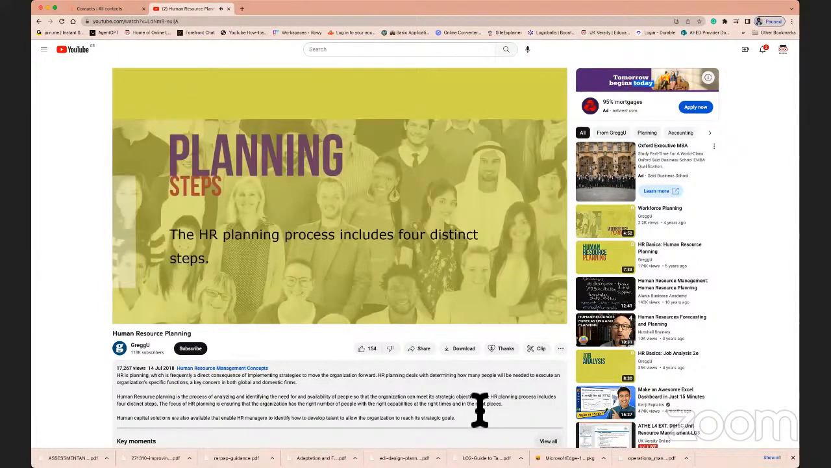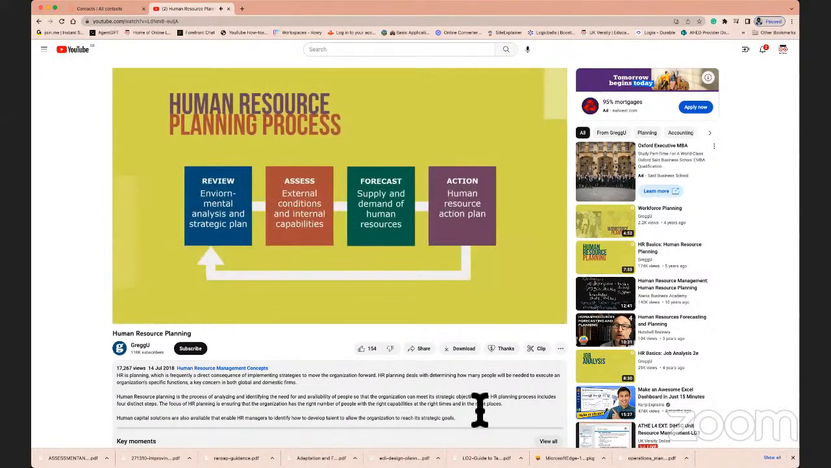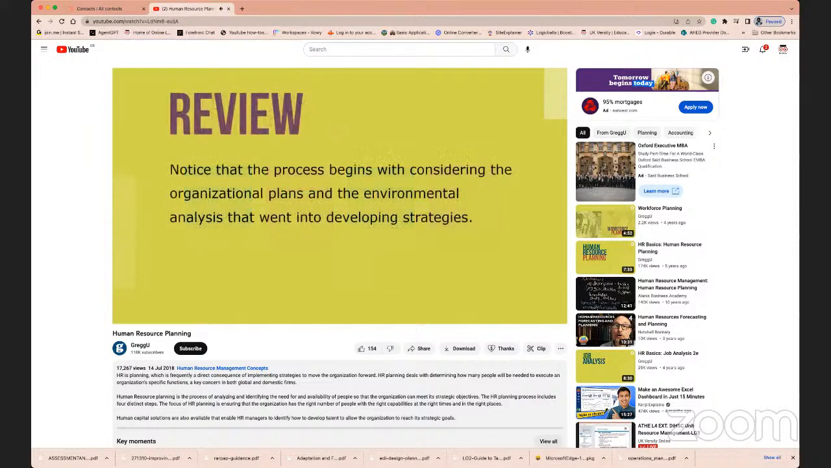The human resource planning process includes 4 distinct steps. Let's take a look at each. The focus of HR planning is ensuring that the organization has the right number of people with the right capabilities at the right times and in the right places. It's a 4-step planning process that includes reviewing, assessing, forecasting, and taking action on human resource needs. Notice that the process begins with considering the organizational plans and environmental analysis that went into developing strategies.